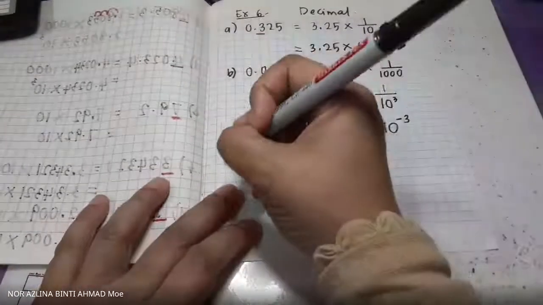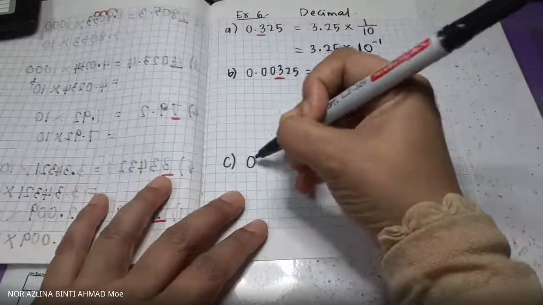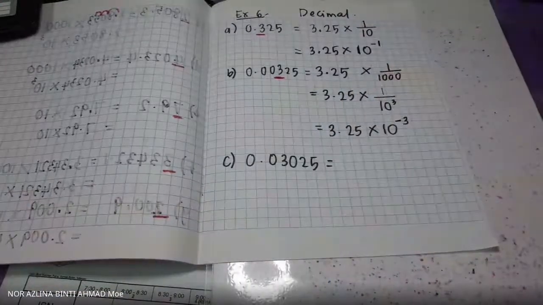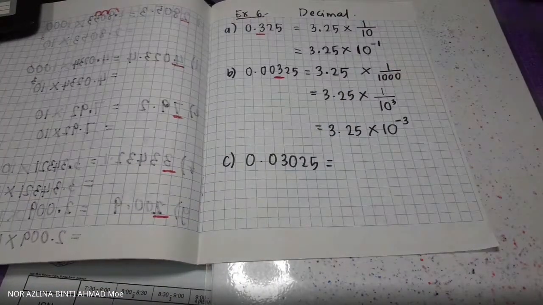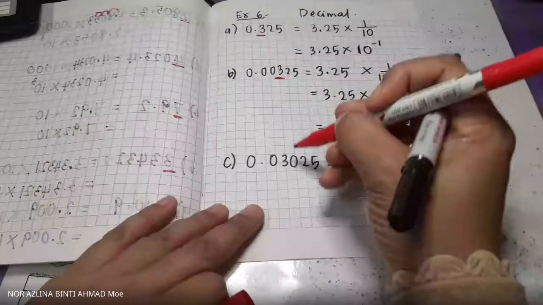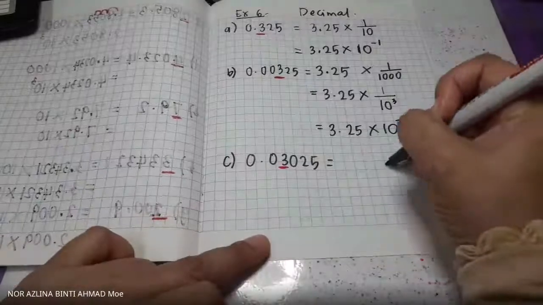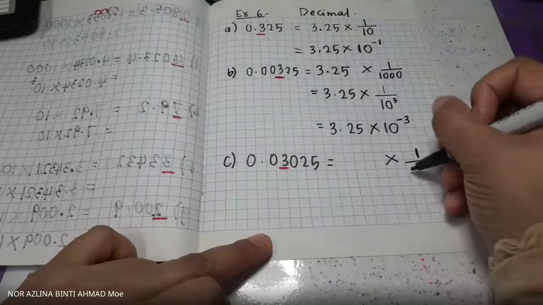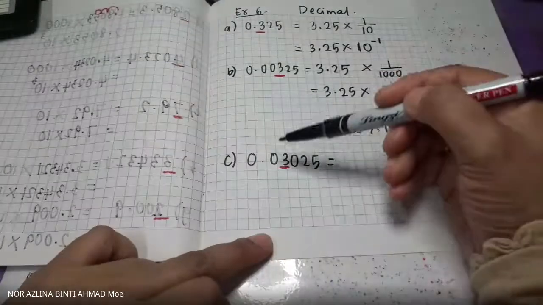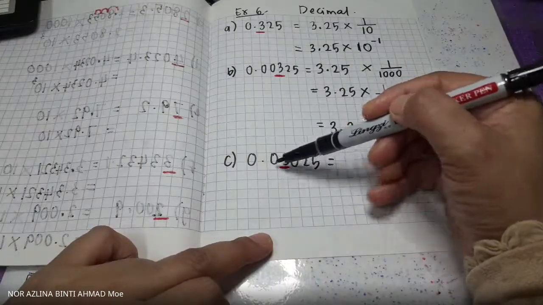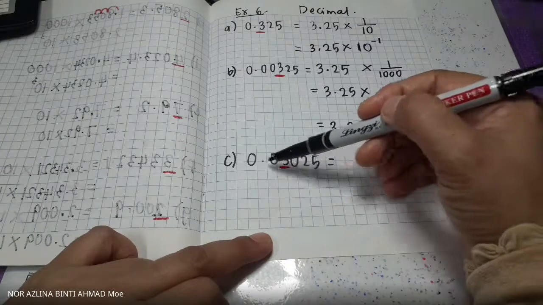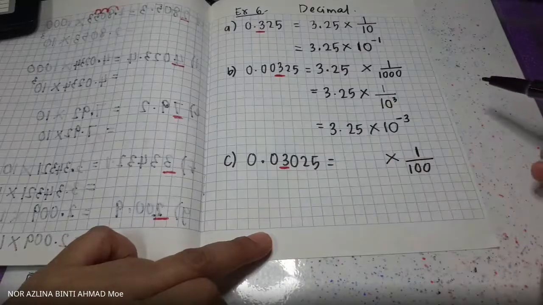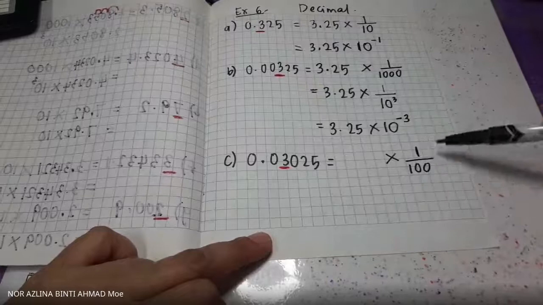Next, C. 0.03025. Okay, we look at number 3. So the place value for number 3 is 100. So 1 over 100. How do we know it is 100? Look, how many numbers are there after the decimal point? Which number is 3? After the decimal point, 3 is which number? The second. So there must be 2 zeros. Okay, when it is decimal, it will become 1 over.